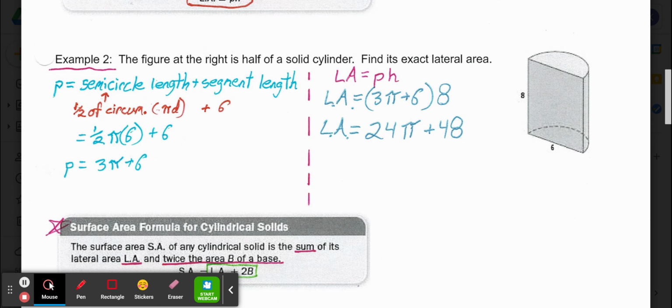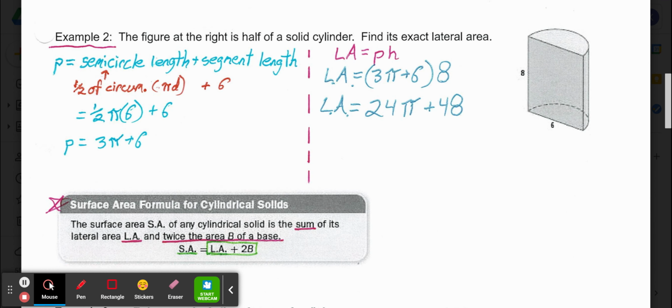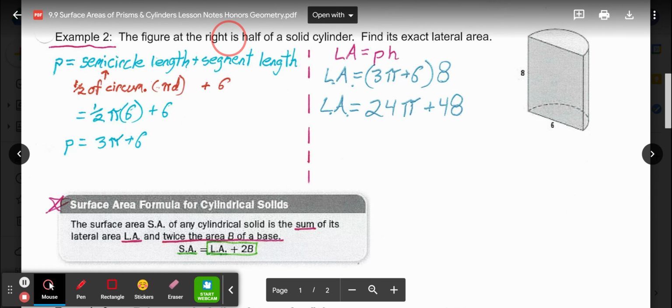So then we move on to example 2. We have a figure here that is half of a solid cylinder. We need to find the exact lateral area, or lateral surface area, same thing. First off, we need to find P, the perimeter of the base. Well, we know this part is 6. That segment is the diameter if this was our whole cylinder. So that segment is 6. What about the distance of the semicircle arc?